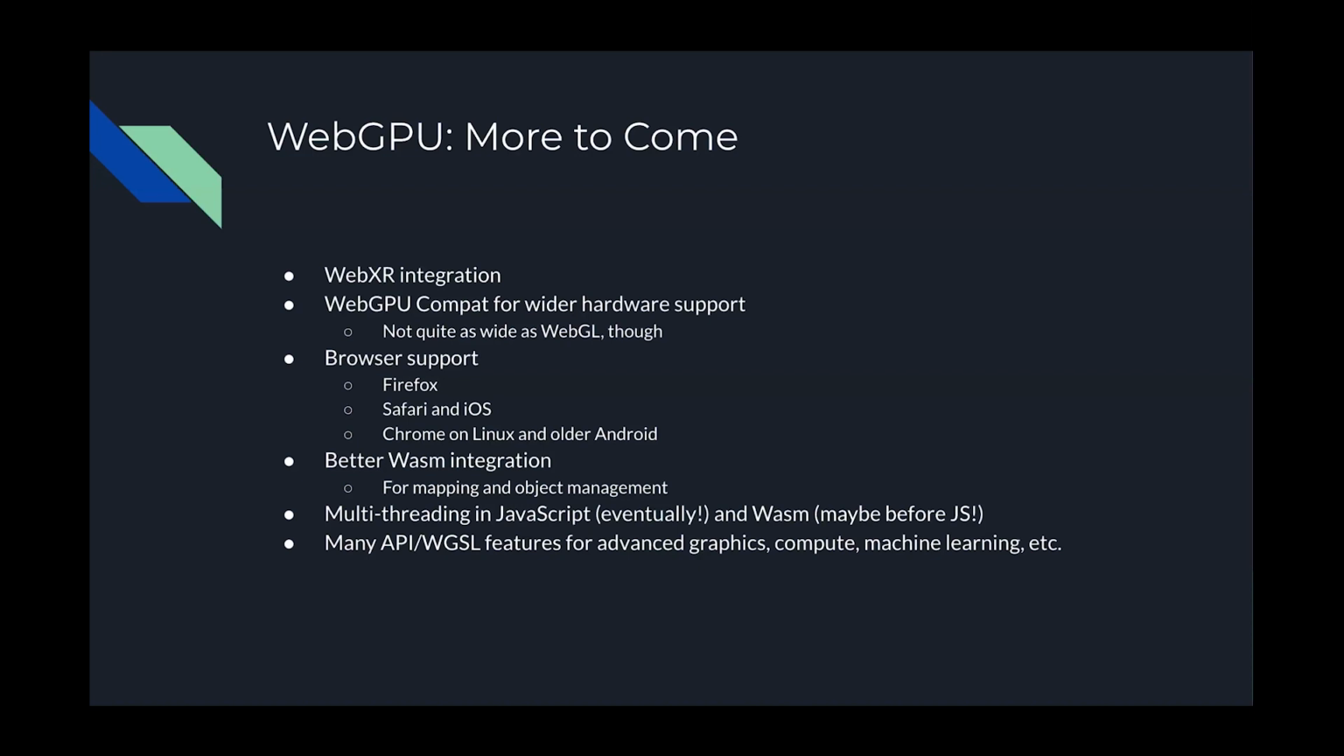And we have many other things that we're working on. And then also multi-threading in the WASM API, which there will probably be ways to emulate before even the JavaScript API ships multi-threading. And then there's lots of API and WGSL features in the works for advanced compute and graphics and machine learning and all these things. Next slide.